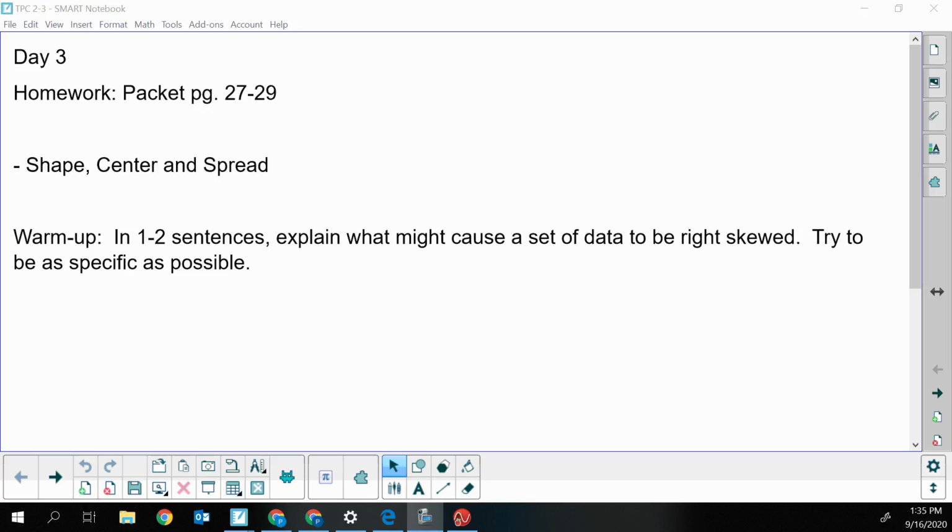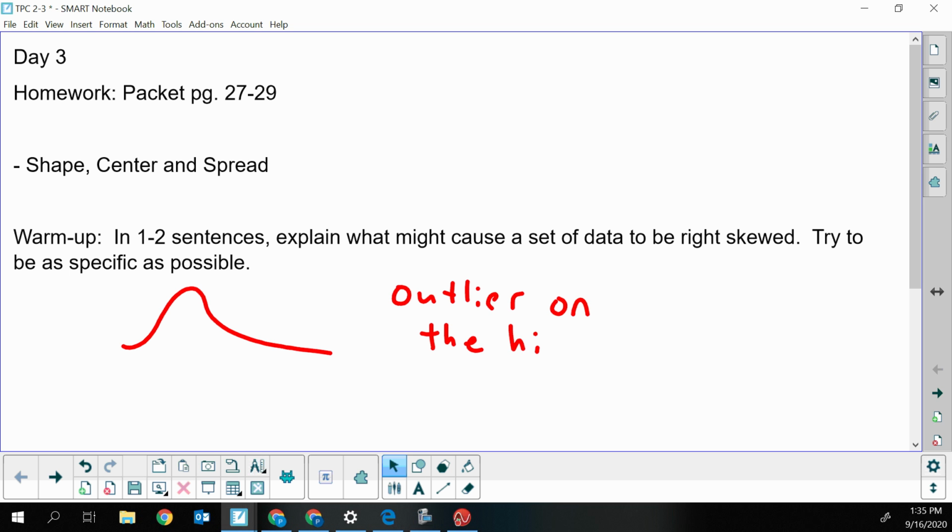So we get our skewed data when we have outliers. So skewed to the right would look something like this because there's a tail to the right. So we would have an outlier on the high side. So we'd have a large outlier that is causing the data to be right skewed in the direction of the outlier.